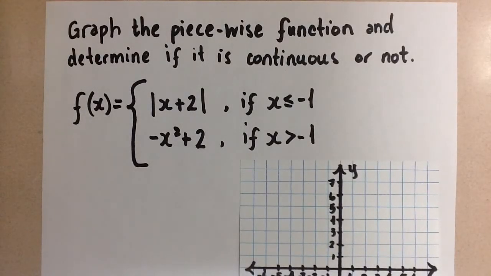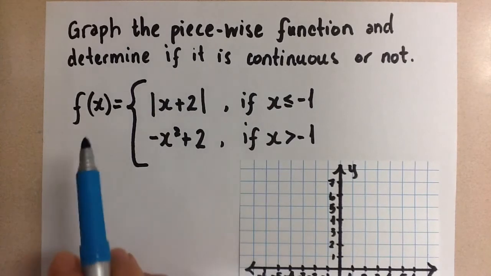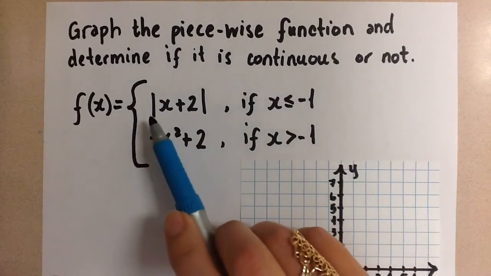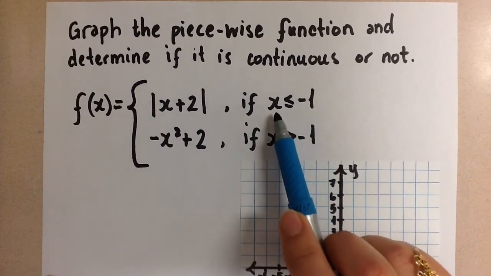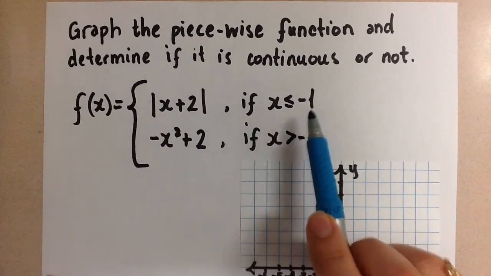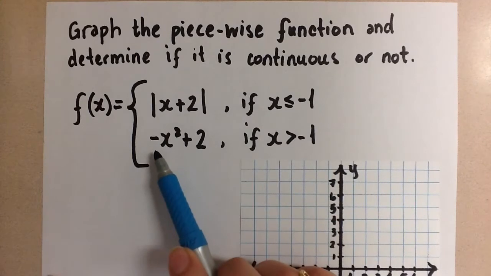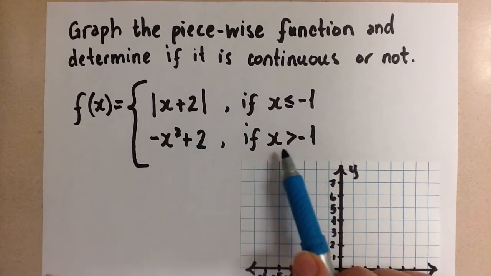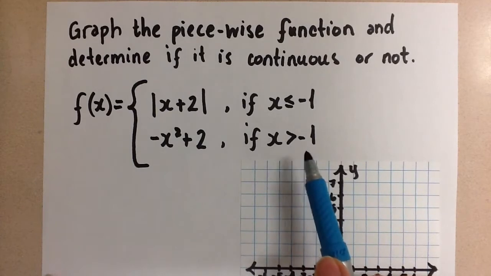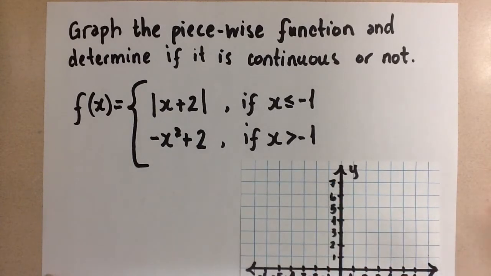Today we are graphing piecewise functions. So to start, we have this function f of x, which is equal to the absolute value of x plus 2 on the interval x less than or equal to negative 1. Then we have negative x squared plus 2 on the interval x greater than negative 1. So we're going to graph this to start.